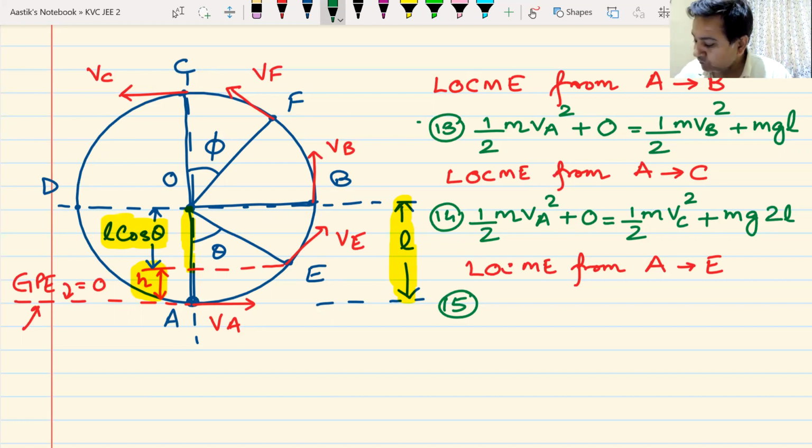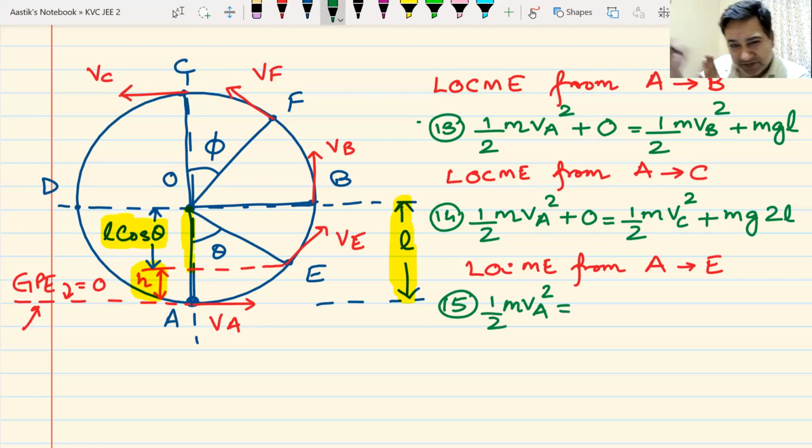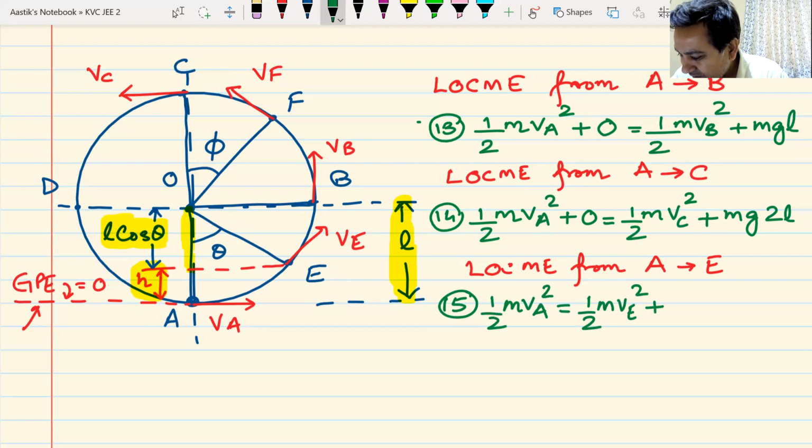MVA square equals MGL cos theta plus half MVE square. I will not write 0 because I don't have that much space, so I'm letting go of this 0. Half MVA square will be equal to half MVE square plus MGL cos theta, MG L into 1 minus cos theta.